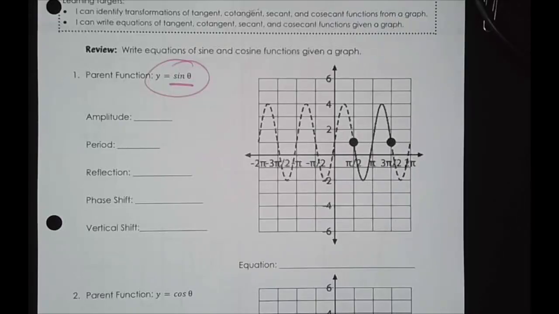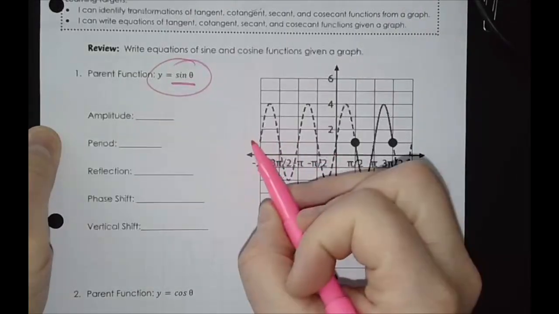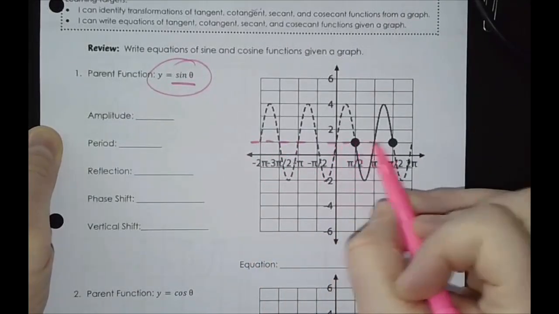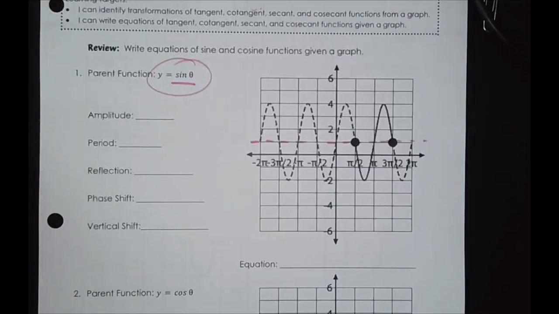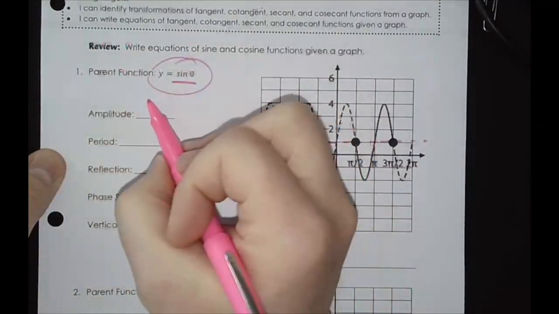Notice there's no vertical asymptotes. What does that take away? No vertical asymptotes means it's not tangent. It's not cotangent. It's not secant or cosecant. We just got to figure out everything. Can you figure out what the amplitude is? What I would do is probably draw the midline going across. What's your amplitude, peeps? 3.